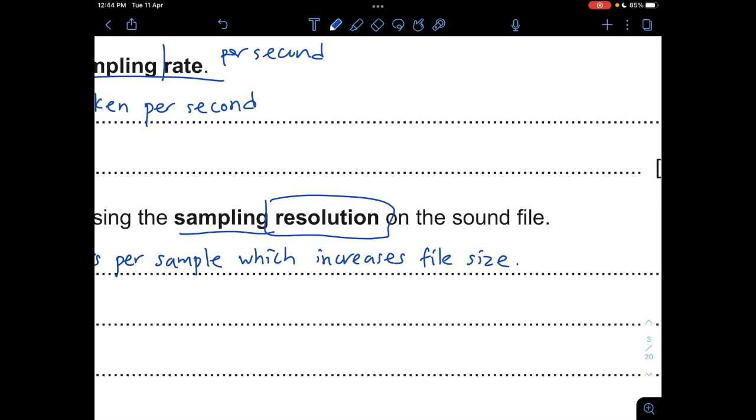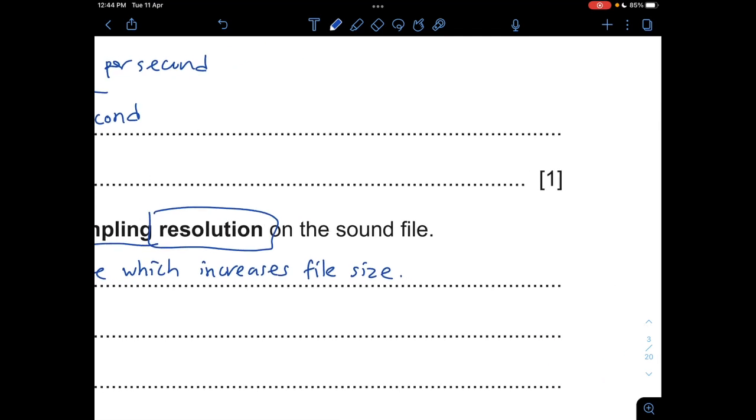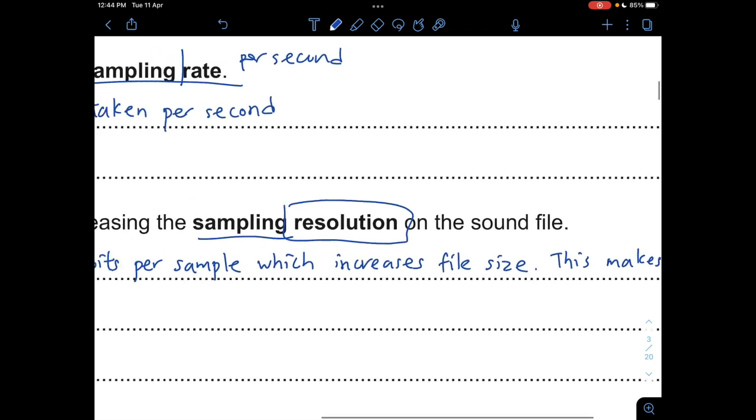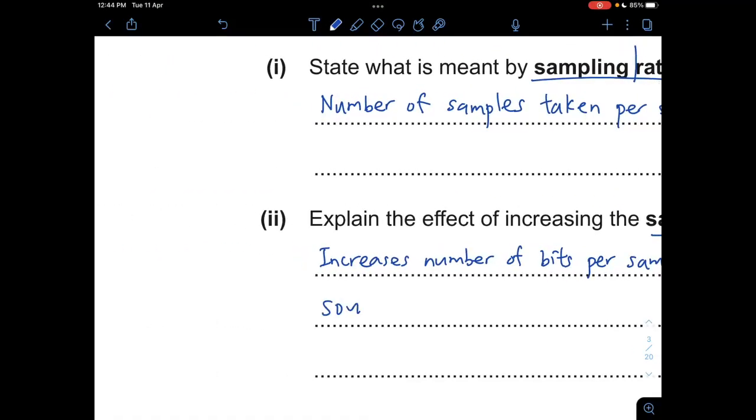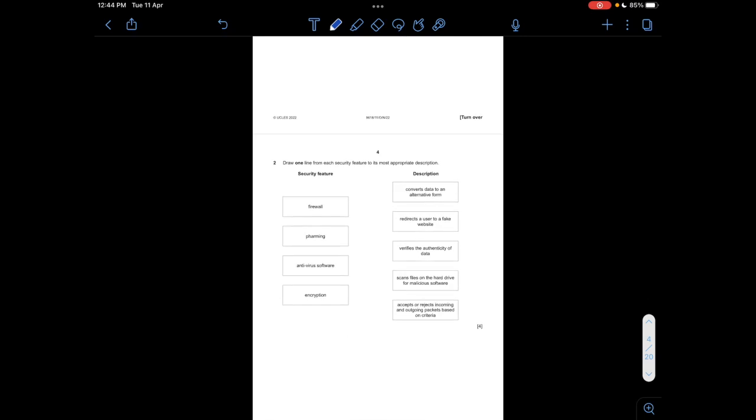If you're on the safer side, you can also add one more point. Because when you have more bits per sample, this makes the sound file more accurate. So in terms of sound quality, it'll be much better. Right, so I'll move on to the next question.